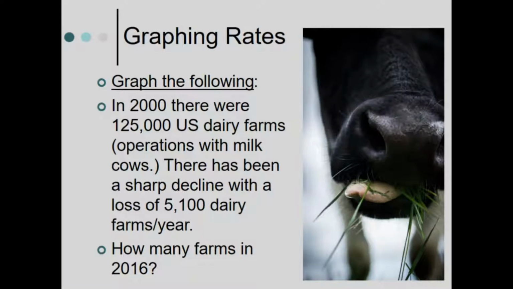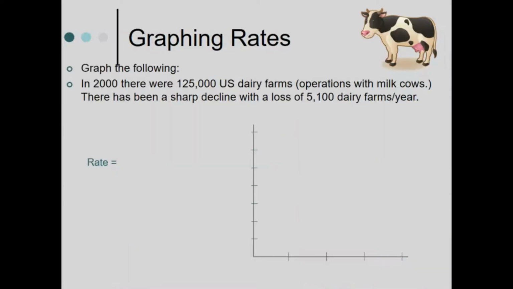Graphs allow us to visualize a rate of change. In this problem, they're asking us to graph the following. In 2000, there were 125,000 U.S. dairy farms. There has been a sharp decline with a loss of 5,100 dairy farms per year. And they're asking us to find how many farms in 2016.